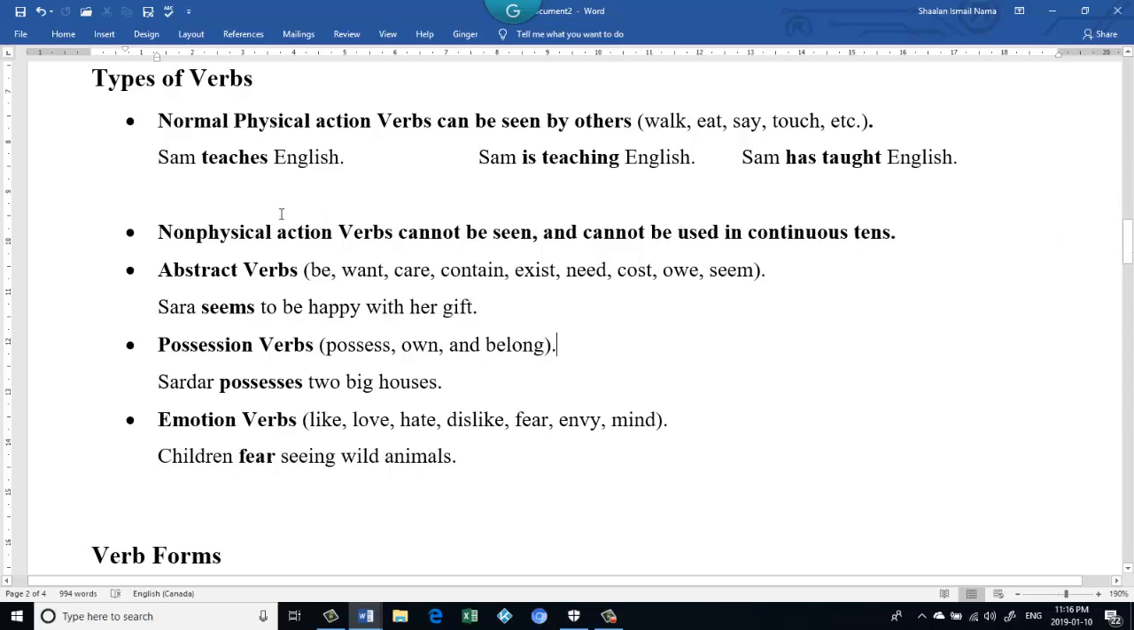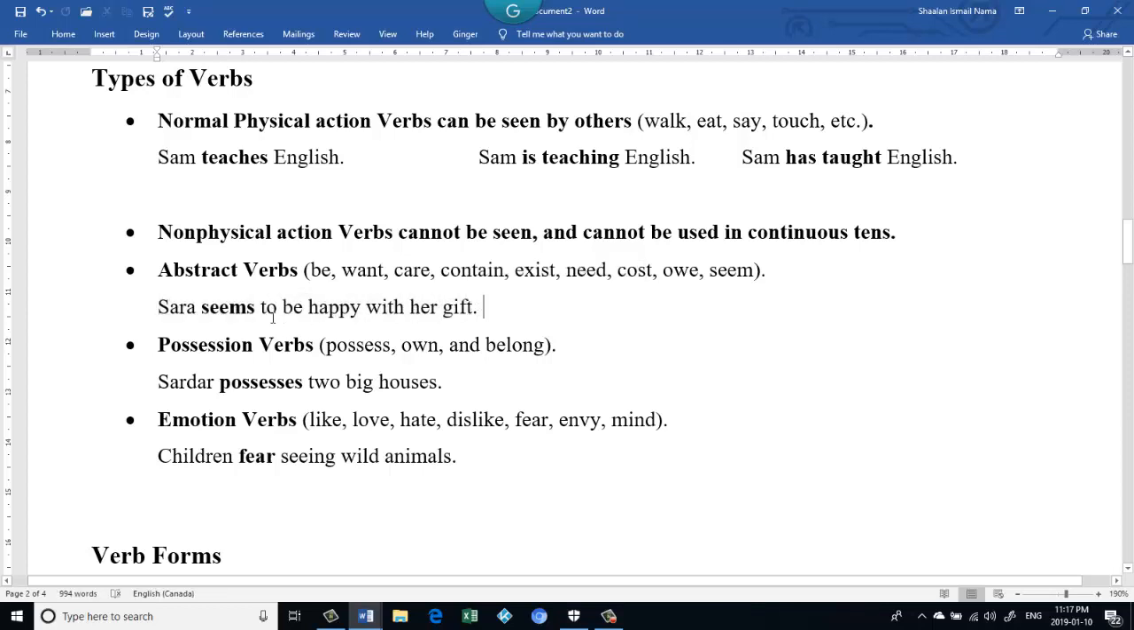For example, a normal physical action verb can be seen by others. I mean, when people look at us doing walking, they know eat, action, say, action, touch, action. Sometimes maybe they are non-physical actions. For example, let's say abstract verbs: be, want, care, contain, exist, need, cost, owe, seem. Like this sentence: Sarah seems to be happy with her gift.